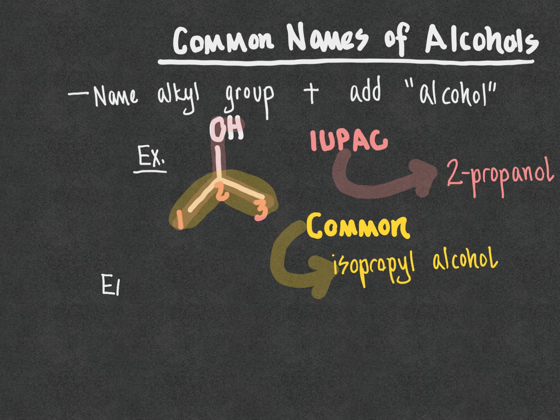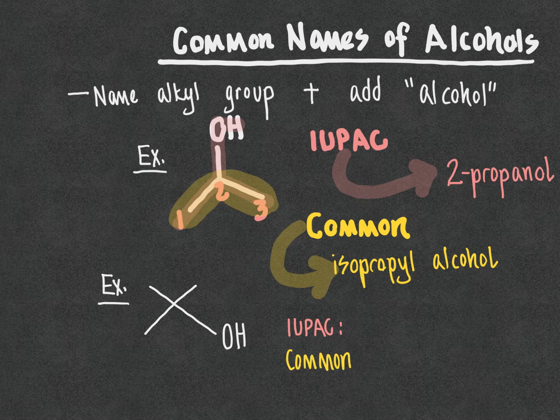Let's do another example here. In this example, we will have this structure that we're asked to determine both the IUPAC name for and the common name. So I'm going to put a space here for IUPAC, and I'm going to put, in a different color here, a space for the common name of this molecule. How do we come up with the name for that?